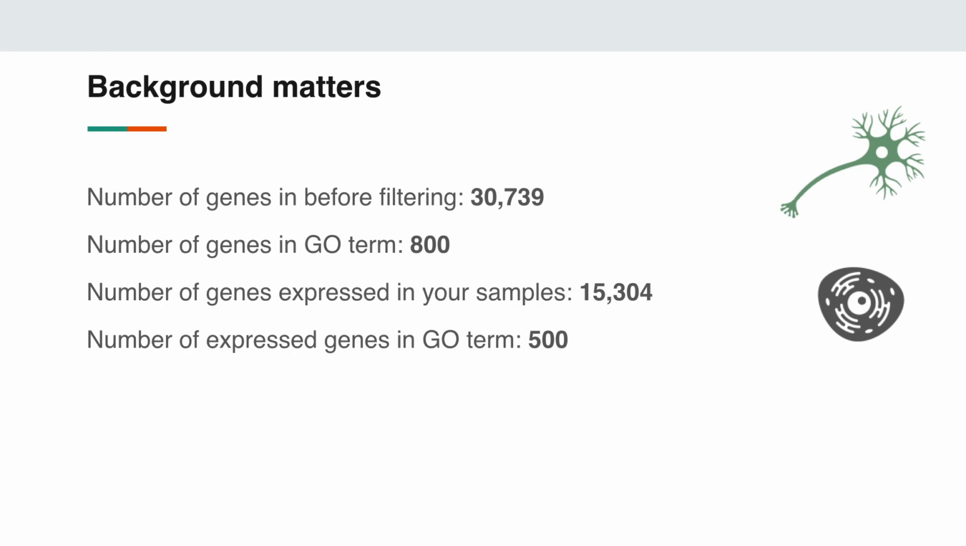So for example, before you did any filtering on gene expression, you had from your RNA-seq analysis a table containing 30,739 genes. And before doing any filtering, you also have 800 genes in total that are associated to your GO term of interest. But if you consider only the genes expressed in your sample, then you reduce this list to 15,000, and you reduce the second list of the GO terms to only the expressed genes in that term, which are 500. And this can significantly impact the probability you're calculating for observing that overlap.